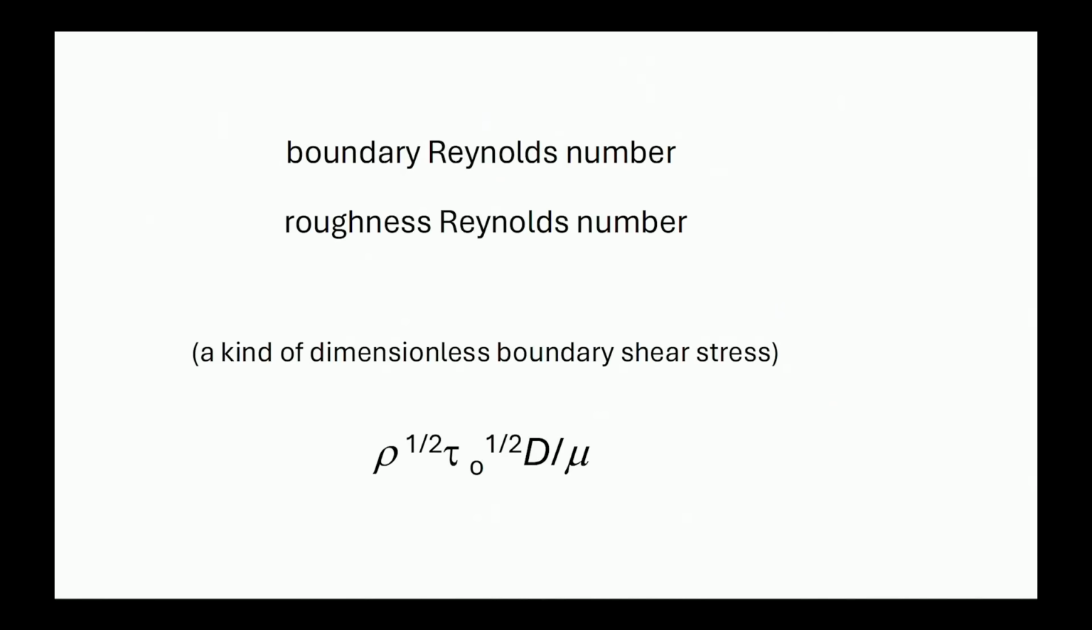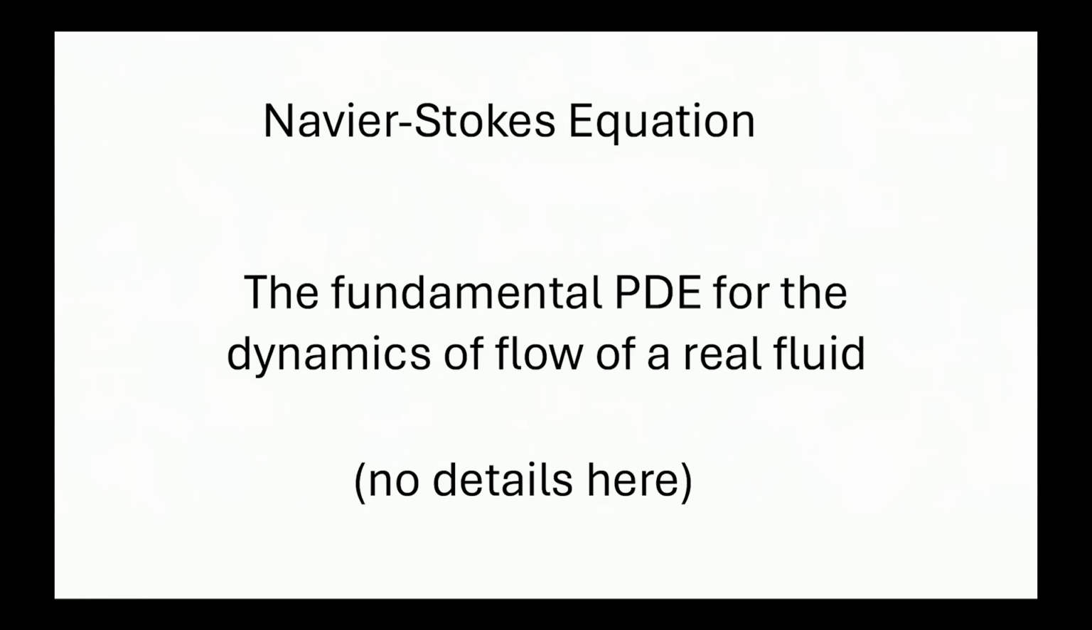Boundary Reynolds number. Here's another Reynolds number. Boundary Reynolds number, roughness Reynolds number. It's a kind of dimensionless boundary shear stress, and it's useful. Rho to the 1/2, tau 0 is the boundary shear stress to the 1/2, d divided by mu. So this is a useful little Reynolds number that you have to deal with.